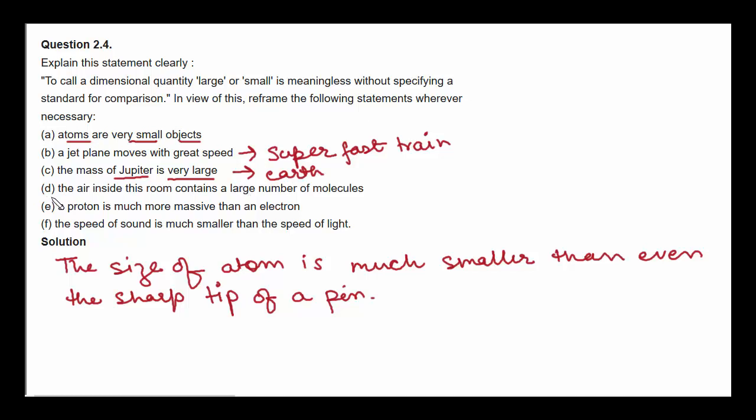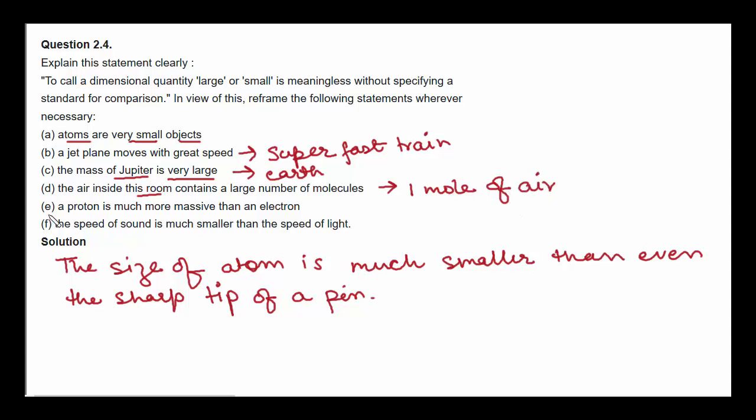Now the fourth statement is: the air inside this room contains a large number of molecules. We all know air inside any room consists of a large number of molecules, but comparison is missing here in this statement. So we can rephrase this statement as: the air inside this room contains more molecules than 1 mole of air. So we are comparing the amount of air inside the room with 1 mole of air.